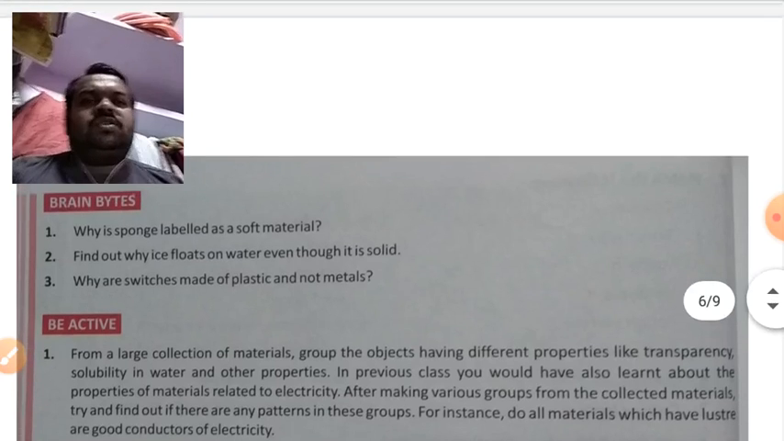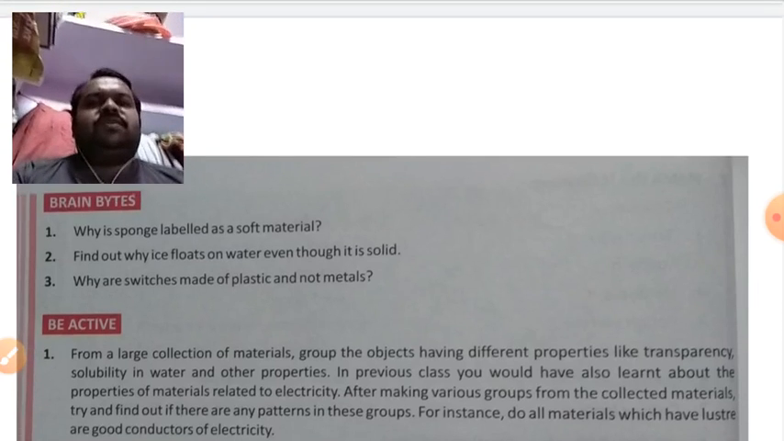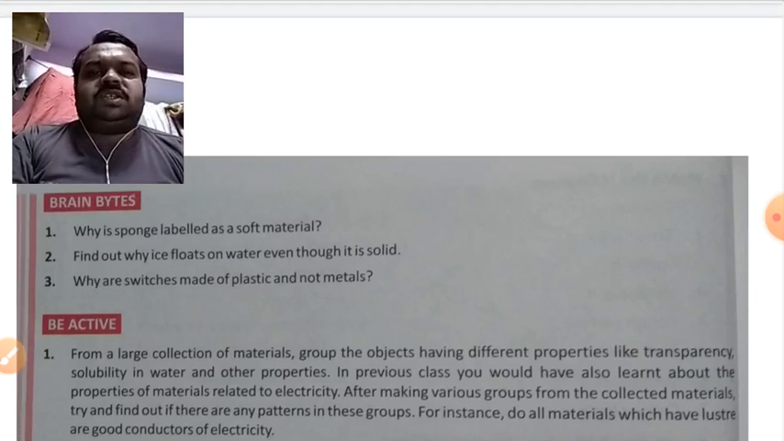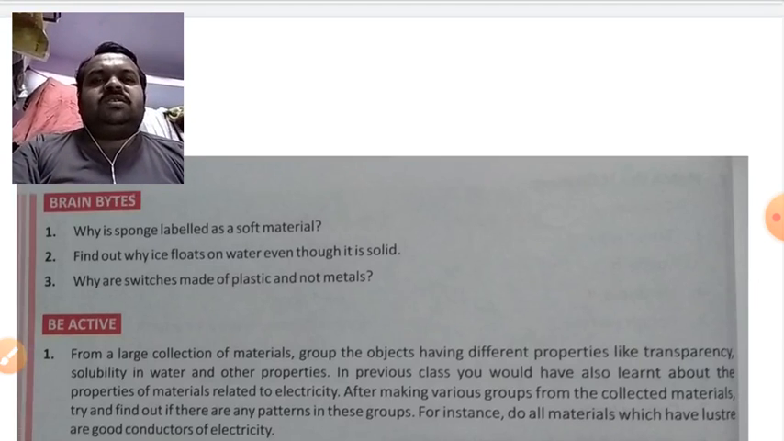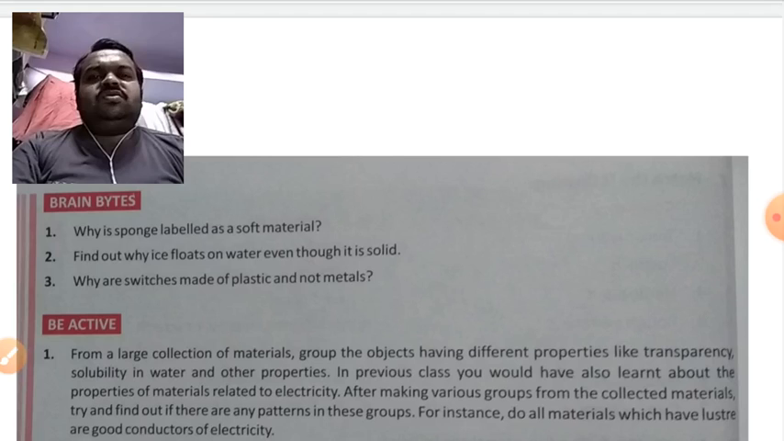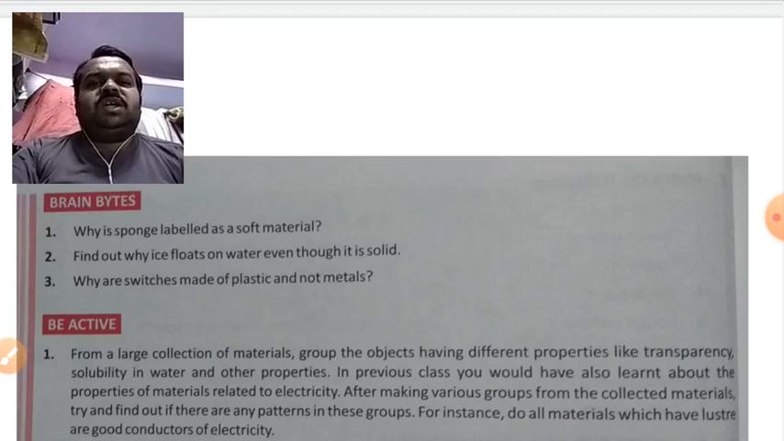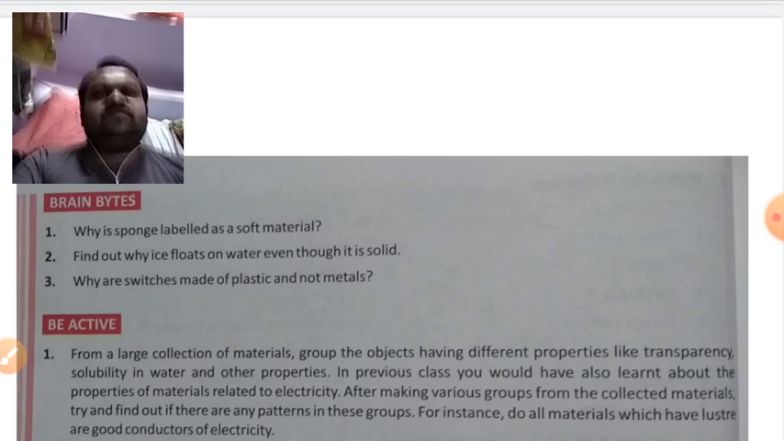Take the screenshot of these questions. First, the Brain Bites. Three questions are given here in the Brain Bites. Question number 1 is given here: Why is sponge labeled as soft material?